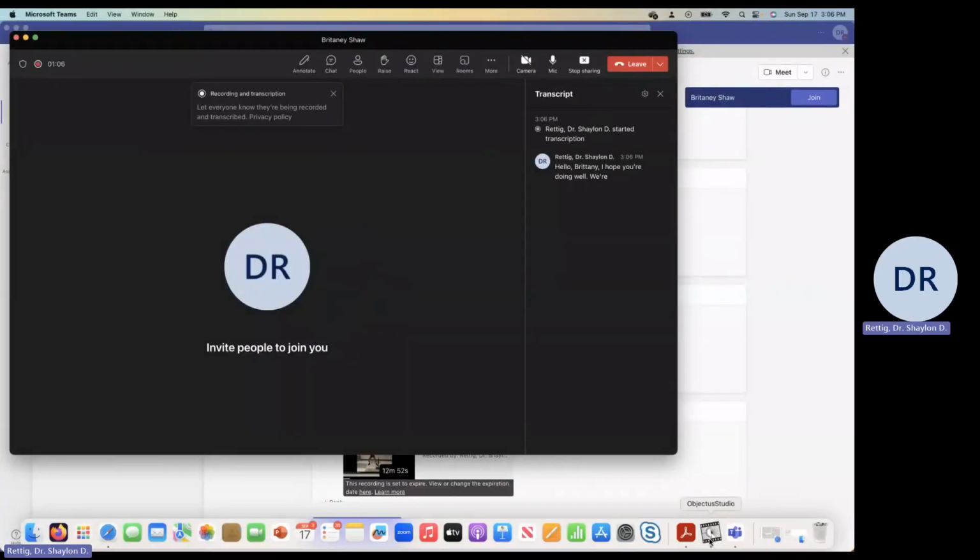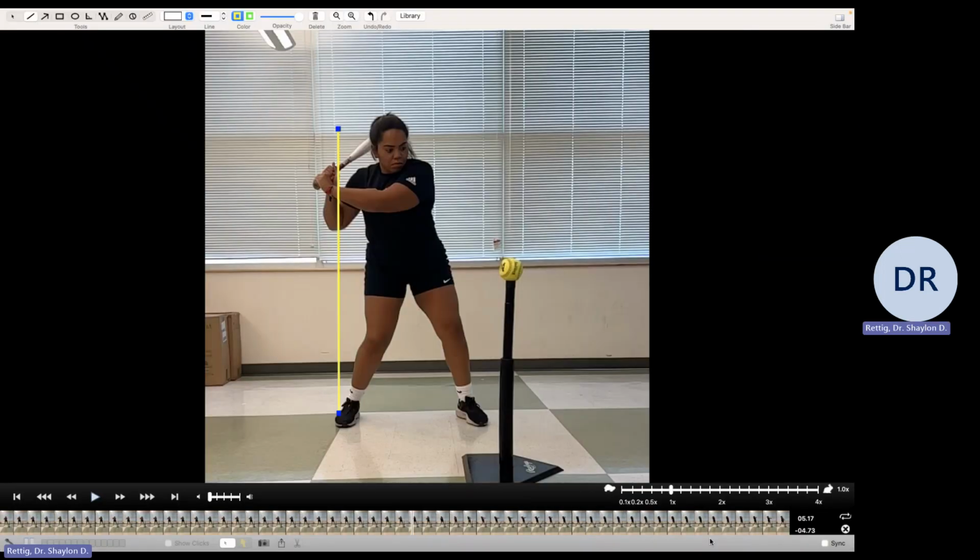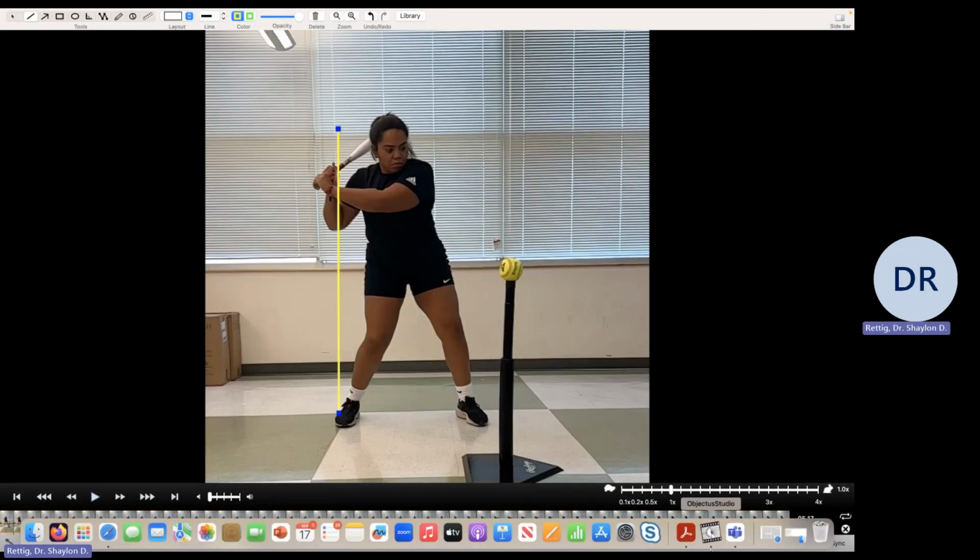We're going to get started on your 2D and 3D analysis. And so we look for a couple of things, what we call hitting inhibitors that can impact your power, contact, and efficiency. We'll be looking at 12 different things on your swing here.